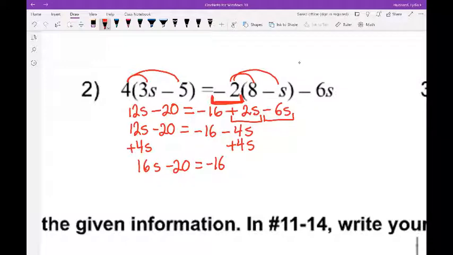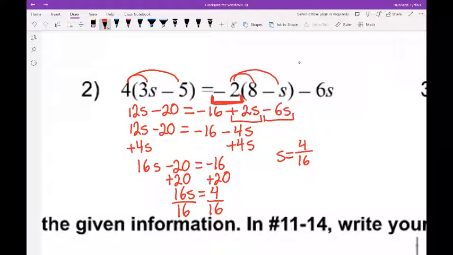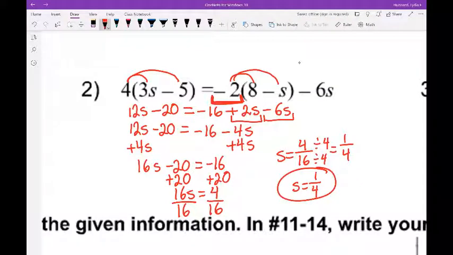Okay, then we got to get our constants on the other side. So we'll add 20 to both sides to get that 16s equals 4. And we'll divide both sides by the number in front of s, which is 16. So we will get that s is equal to 4 over 16, but this fraction actually reduces down because 4 divides nicely by 4, and so does 16. And so when you divide both of those by 4, you'll get that s is actually 1/4. So s equals 1/4 is our answer. Remember, that is reducing a fraction.